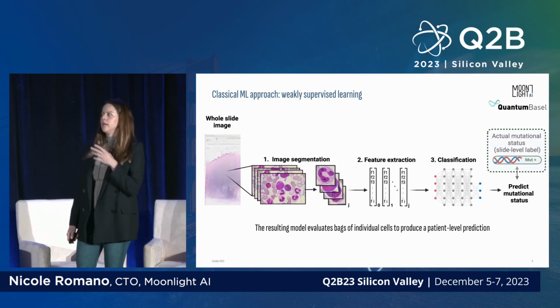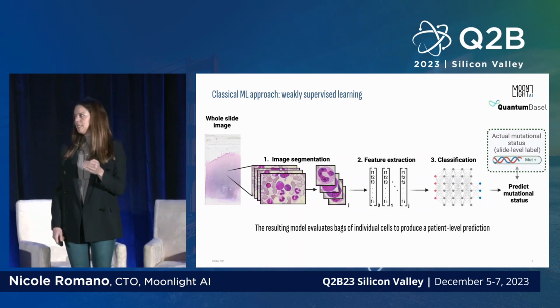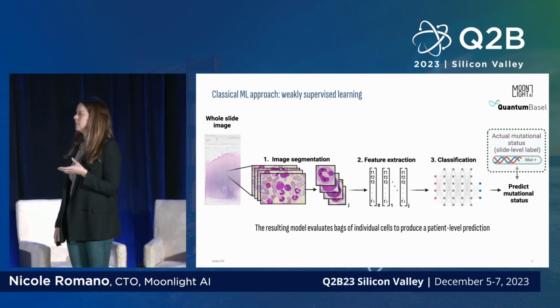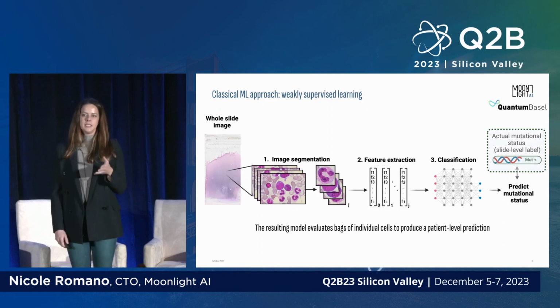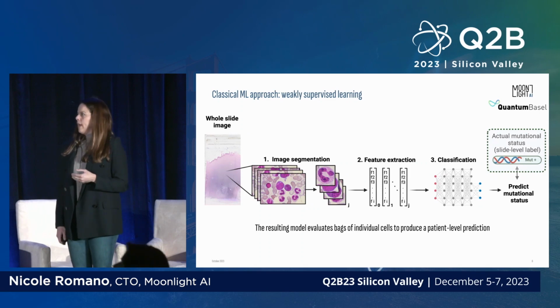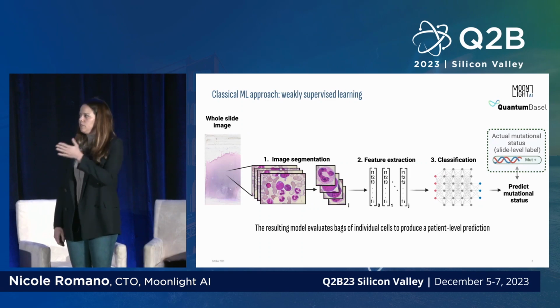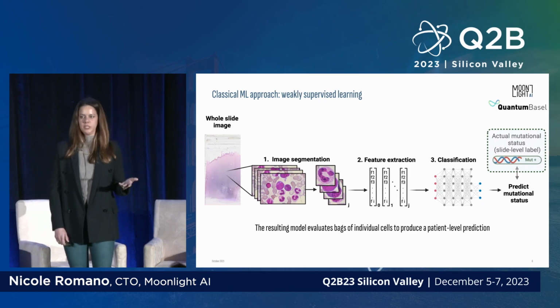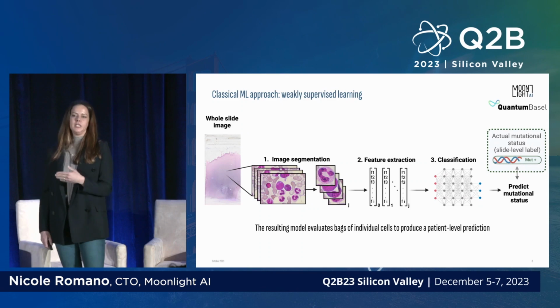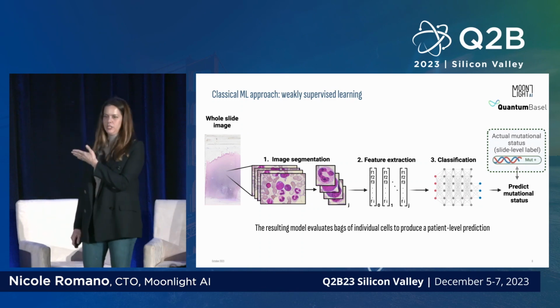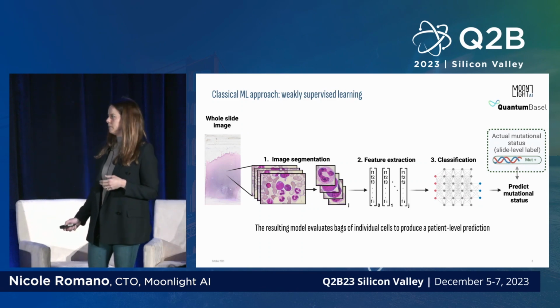You have that whole slide image. You are doing segmentation to identify single cells. You're grouping the single cell instances into bags. The next step is for each cell, you're going to extract a feature vector. And at this point, you have a series of feature vectors that need to be fed to a classifier neural network to predict the overall mutational status of the patient. And that mutational status can be compared to the patient's ground truth mutational status.